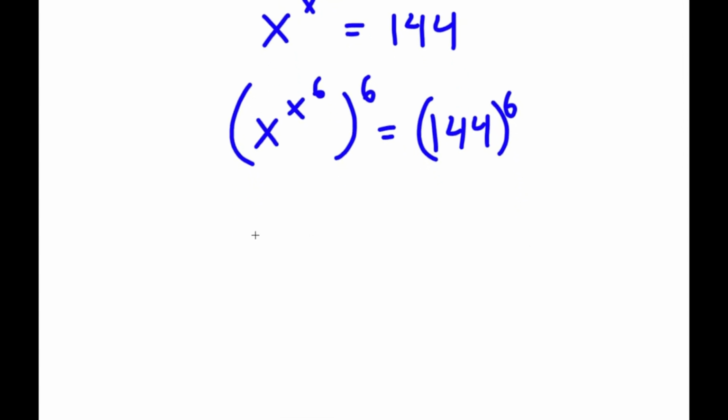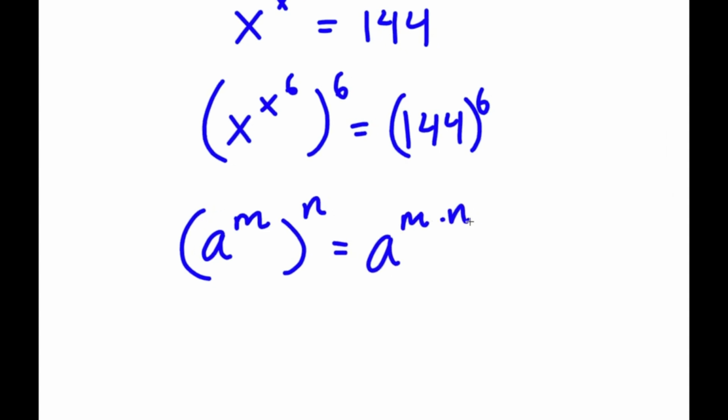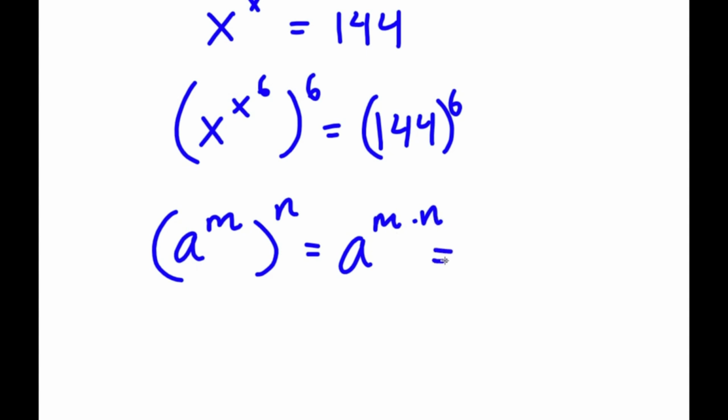Now, if I have something in the form a to the power of m to the power of n, this is equal to a to the power of m times n, right? And a to the power of m times n is the same thing as a to the power of n times m, because when I'm multiplying two numbers, I can switch their places. It's still the same value. So if a to the power of m to the power of n is equal to a to the power of m times n, and a to the power of m times n is equal to a to the power of n times m, this means that this is the same thing as a to the power of n to the power of m.